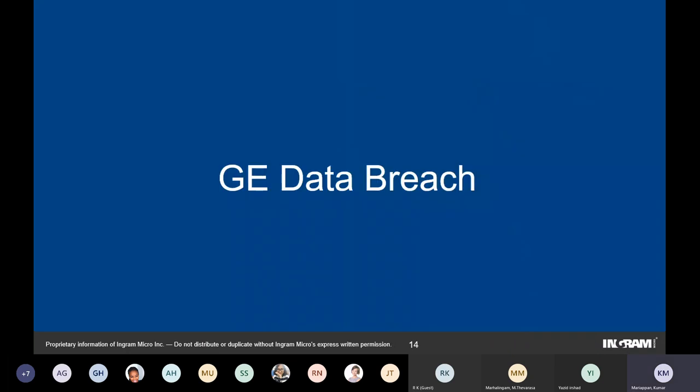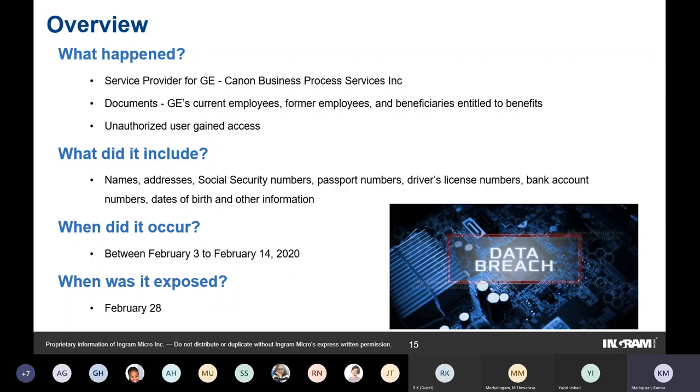The next one we are going to talk about, this is the third global data breach, is GE's data breach. So the importance of this one is third-party vendor audits, right? When we outsource something, we have to be very careful about our audits. We need to ensure not only that our own environment is protected, we should also ensure that wherever we store the data, that environment is also protected.